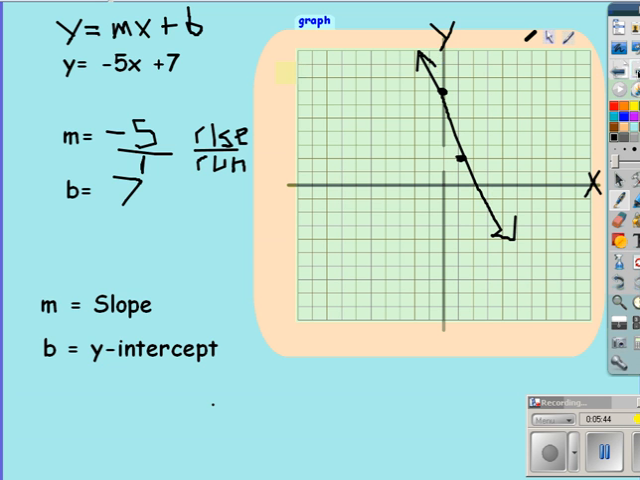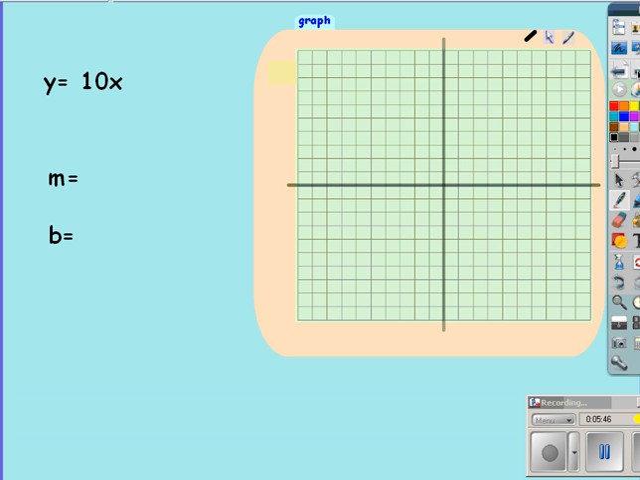We'll try another one here. Y equals 10x. Now again, it's y equals mx plus b. So m is right before x. My slope is going to be 10. And we don't have a plus anything. So really that's the same as a plus 0. B is 0 in this case. So even though there wasn't a plus b, there really is a plus 0 there. We can always add 0. So my y-intercept is going to be 0.